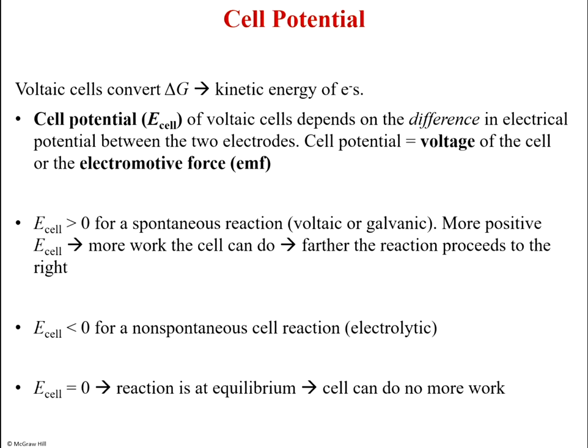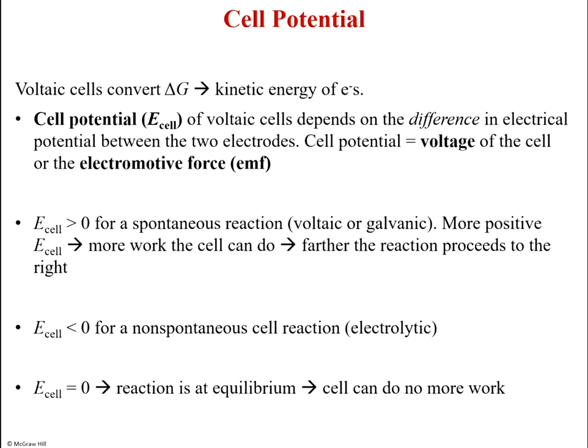So a voltaic cell converts delta G into kinetic energy of electrons. The cell potential of a voltaic cell depends on the difference in electric potentials between the two half reactions, or the two electrodes in each of the half reactions. The cell potential is the voltage of the cell. Sometimes this is called the EMF, or the electromotive force. You may have heard that term before.